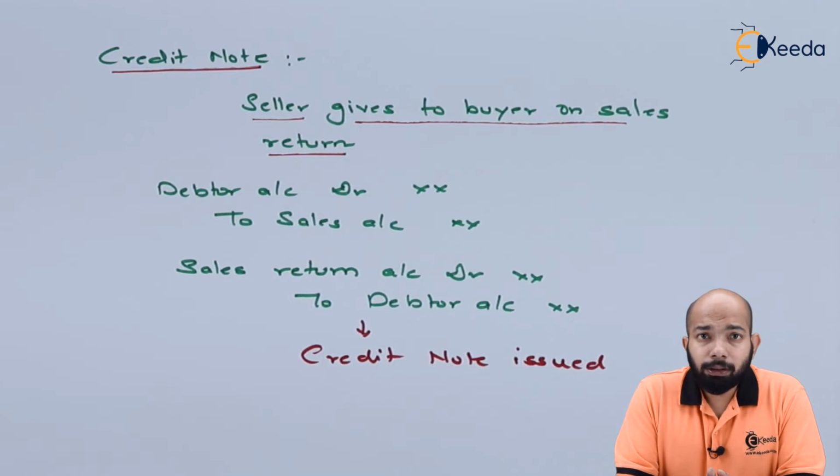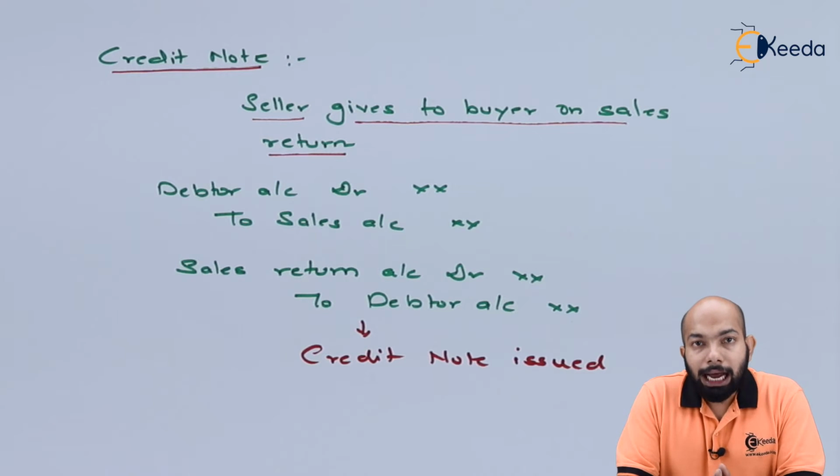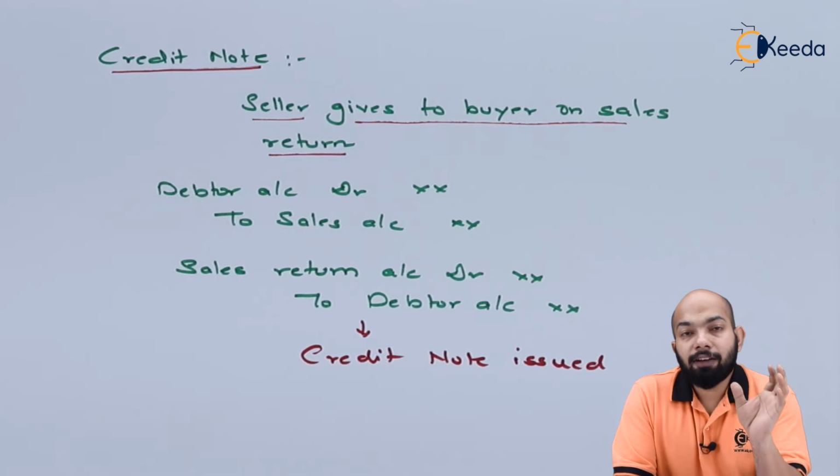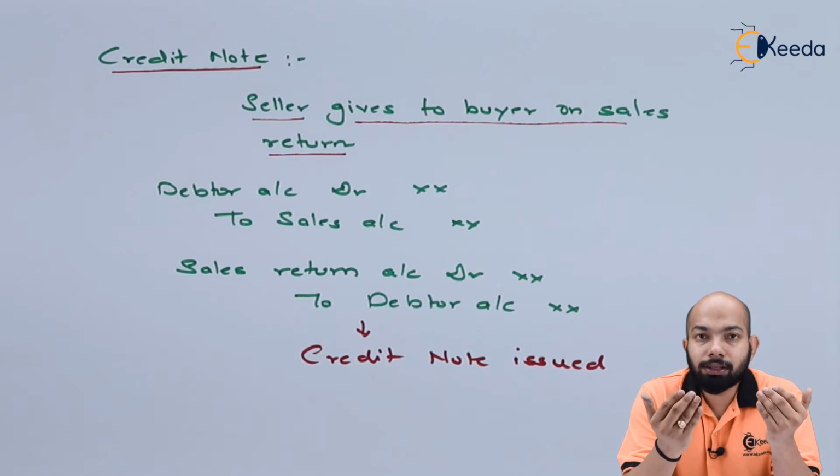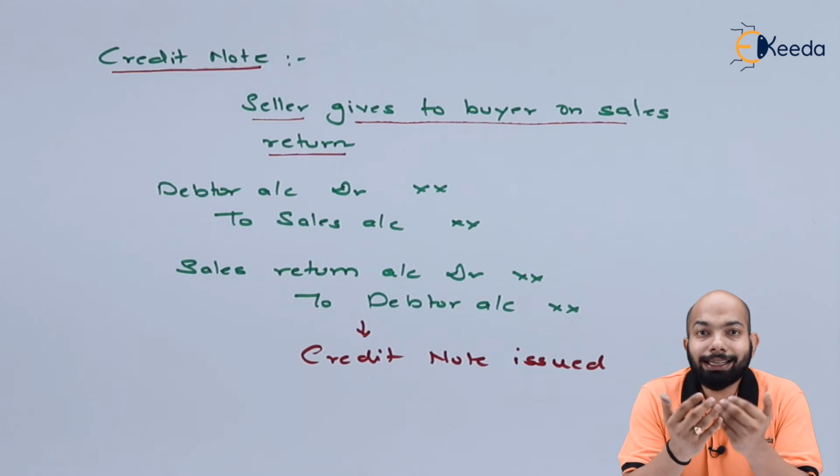Just like we have debit note, we have credit note as well. This is given by the seller to the buyer. Hence, when we talk about seller, or probably when the sales happen, at that point of time when there are certain sales returns, we create a credit note there. Hence, when we have a purchase return, a debit note is created. When we have a sales return, we have to create a credit note.